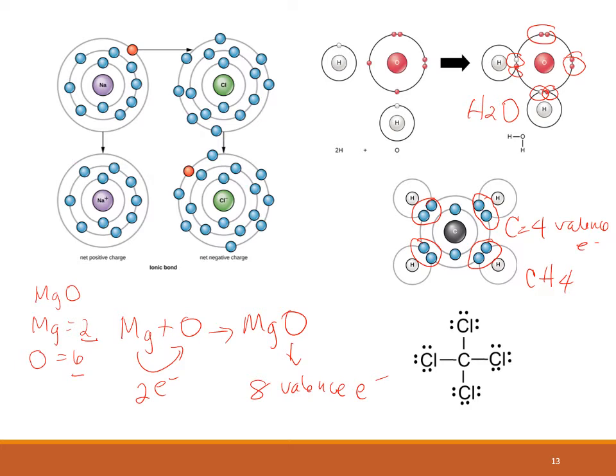Carbon can also share its 4 valence electrons with other elements that need 1 more electron. For example, chlorine. 4 atoms of chlorine can bond with 1 atom of carbon to form carbon tetrachloride.